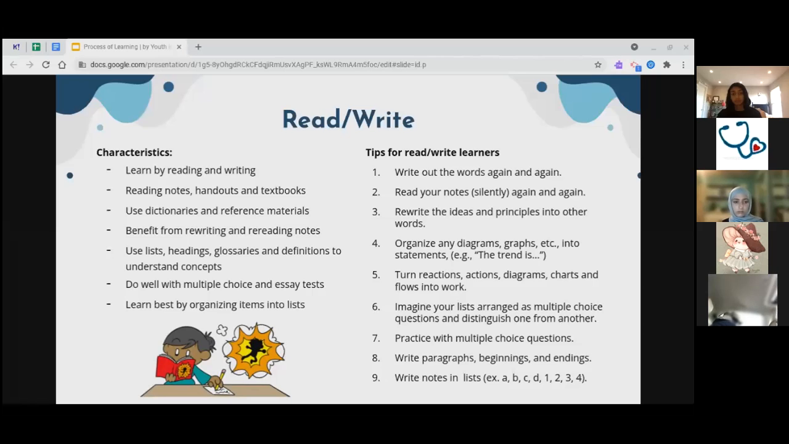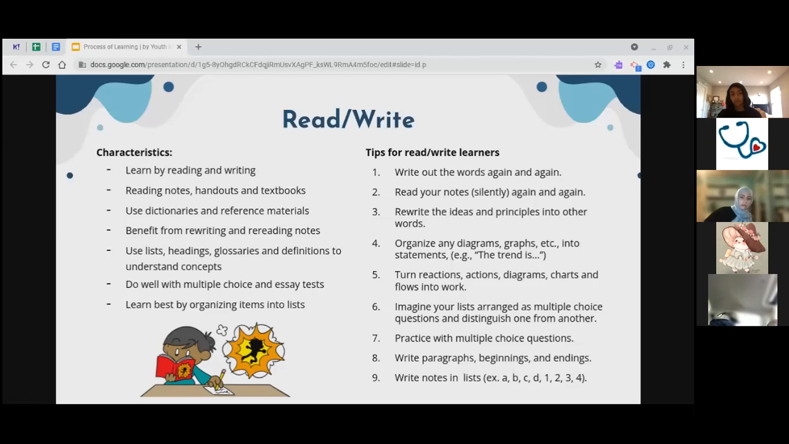So you should read words over and over, write them out, and read your notes repetitively in your head. You can also rewrite ideas and principles into other words to help you understand them better. And if you have diagrams or graphs, you should try to describe them. So talk about the trends, whether it's growing positively or negatively. And then you can also turn reactions, actions, diagrams, charts, and flows into words.